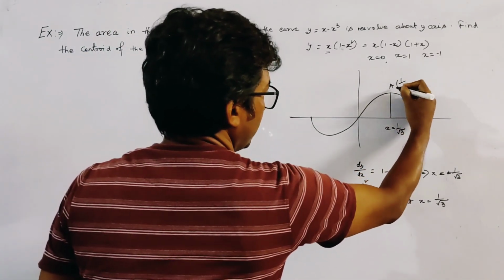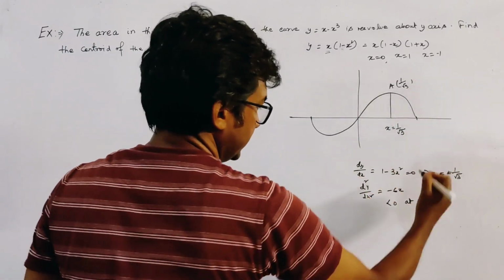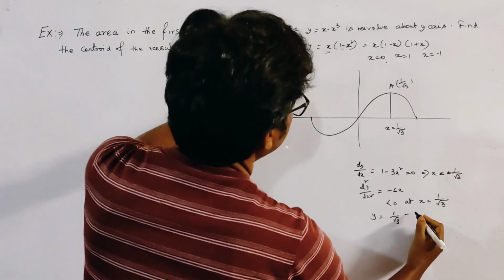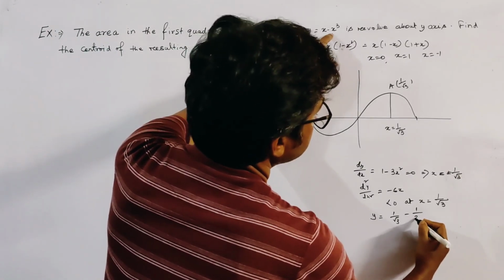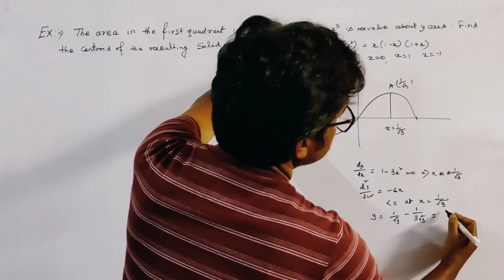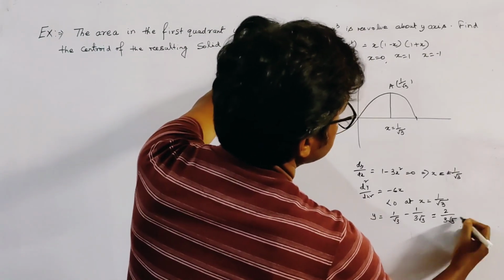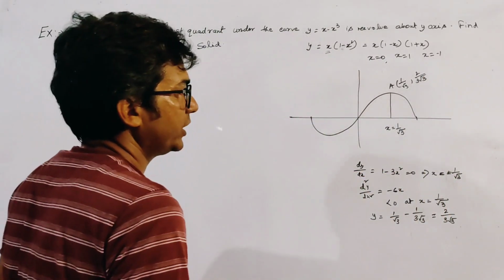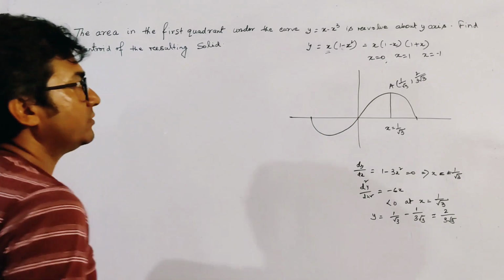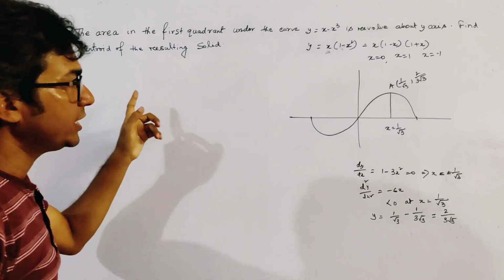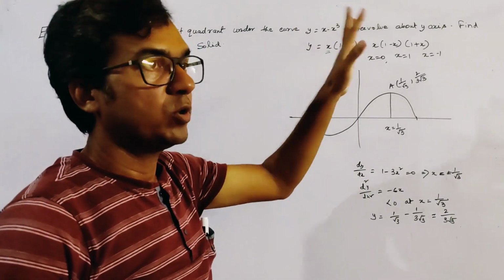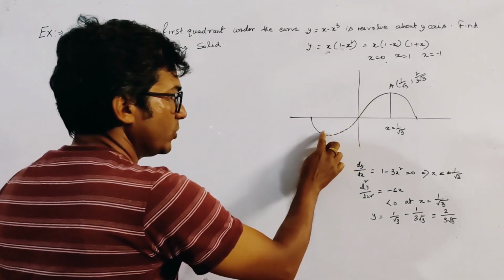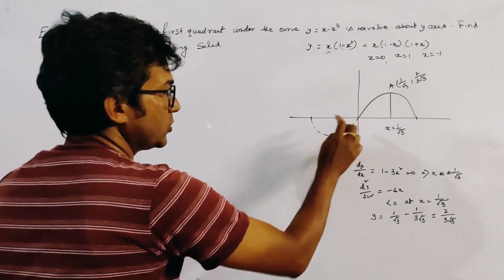The coordinate of A is 1 by root 3 comma y, where y equal to 1 by root 3 minus 1 by 3 root 3, so this is 2 by 3 root 3. Since the volume is formed by revolving the area of the first quadrant, this portion is not required.